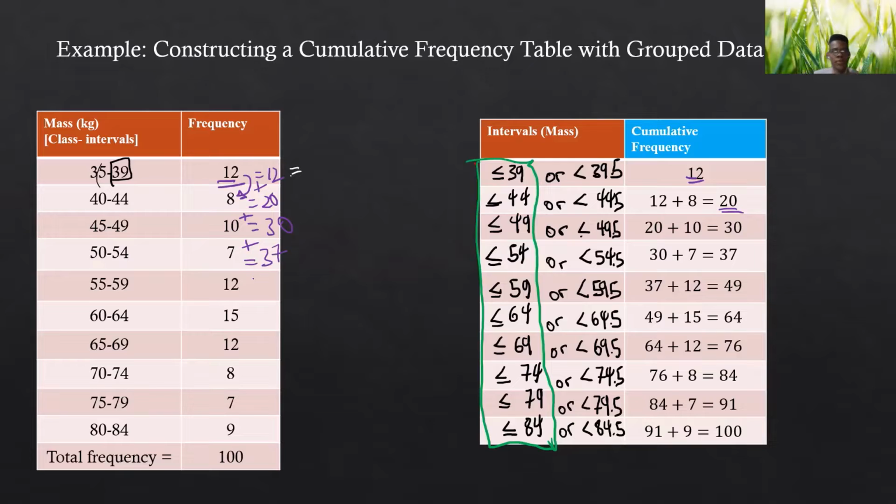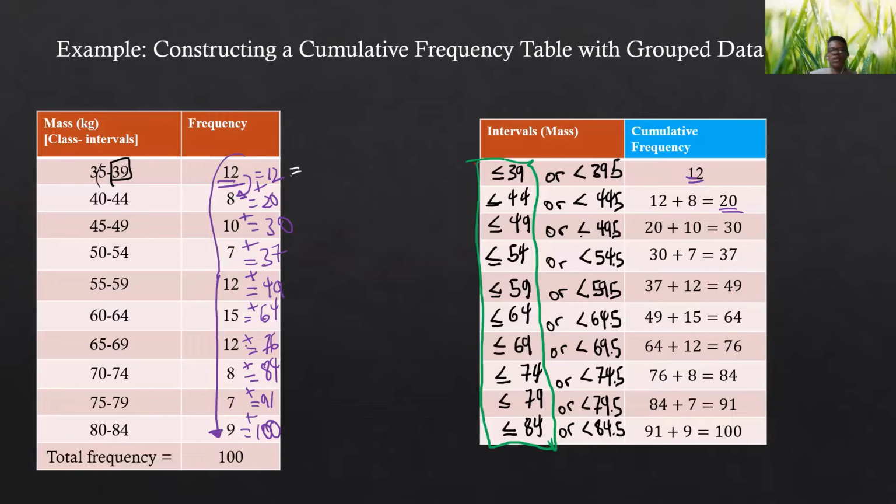I'm jumping ahead. For the fifth one, the class interval 55 to 59, the cumulative frequency would be 37 plus 12, and that is 49. Because we're adding up the frequencies as we go down, when we reach the last frequency, it's the same thing as adding the total frequency. That's why the final cumulative frequency is equal to the total frequency.